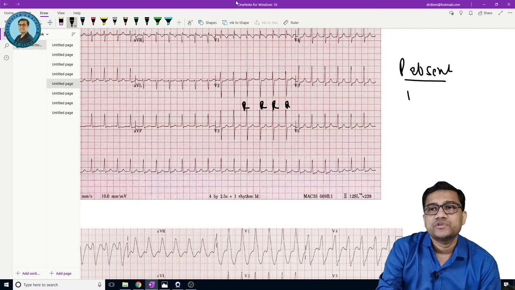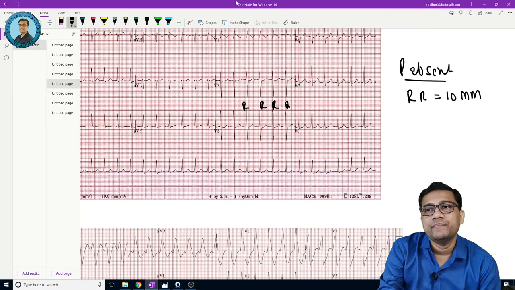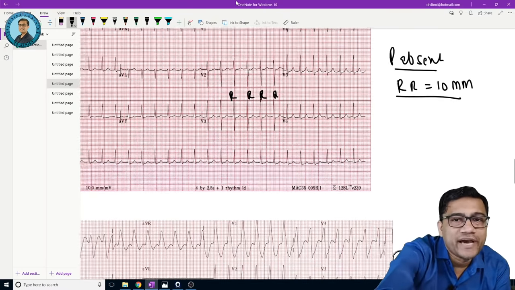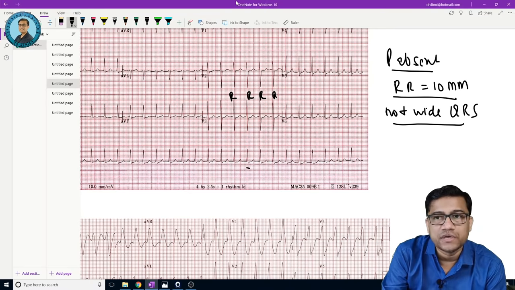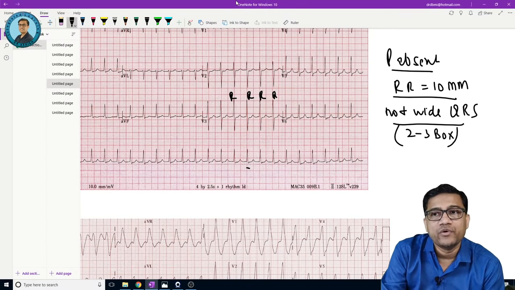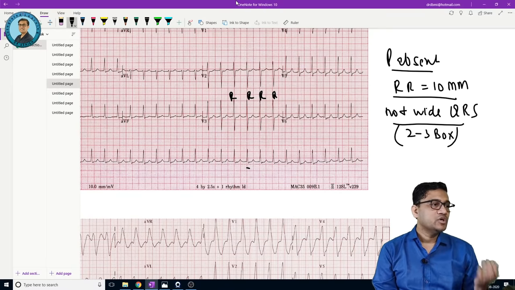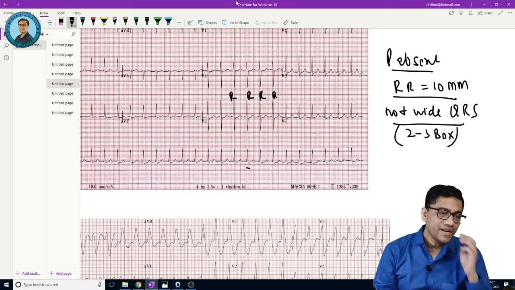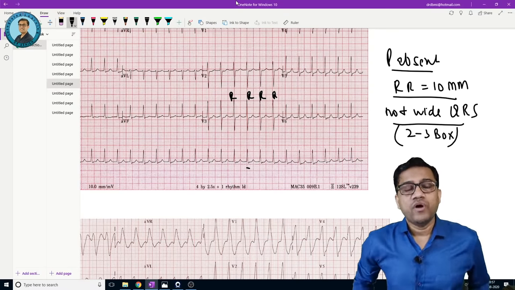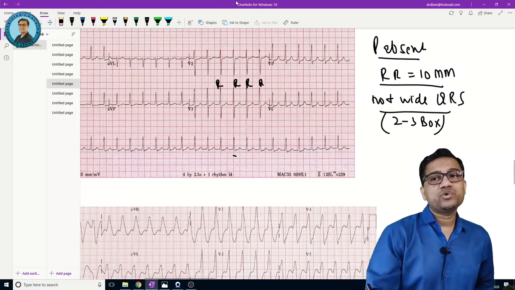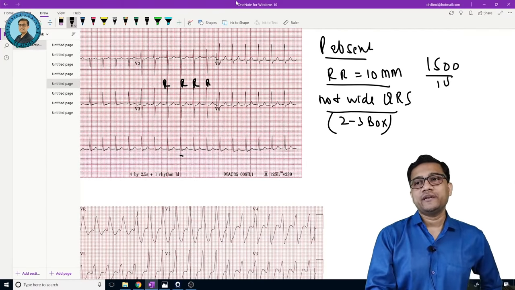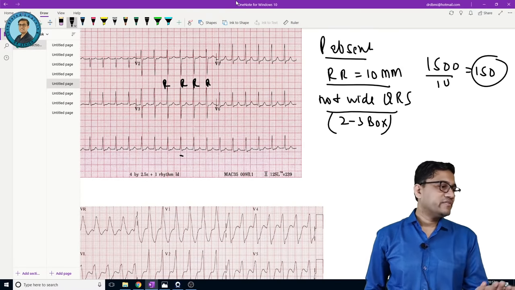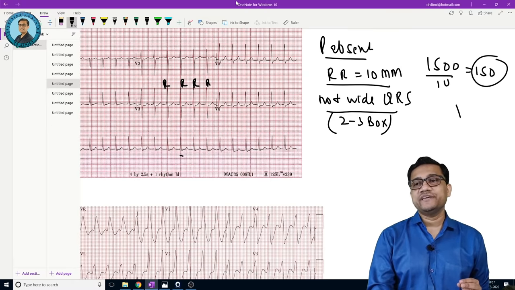Are you clear? So what is the rate? RR is equal to 10 mm. And are they broad? No, they are less than 3 boxes, so they are not wide QRS. They are normal, almost 2 to 3 boxes. If they are 2 to 3 boxes, that means normal. And what is the rate? It is 1500 by 10, how much? 150. Clear? If it is 150, that is VT.